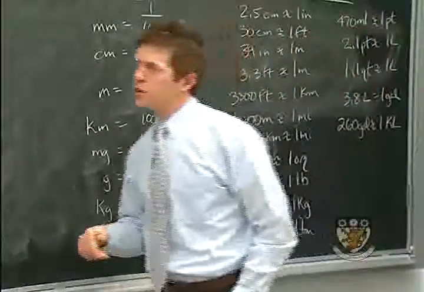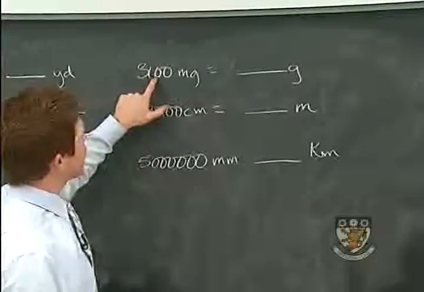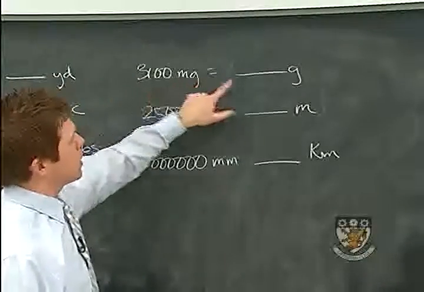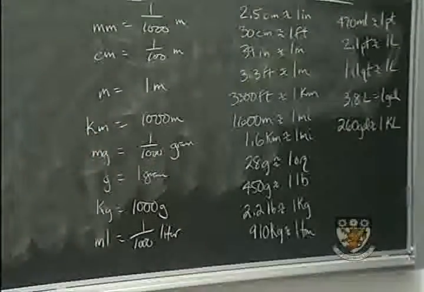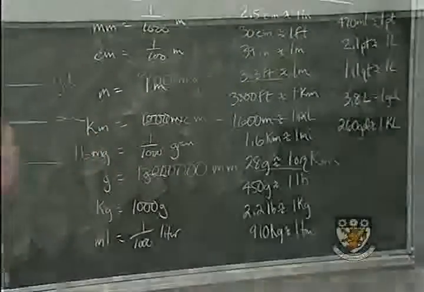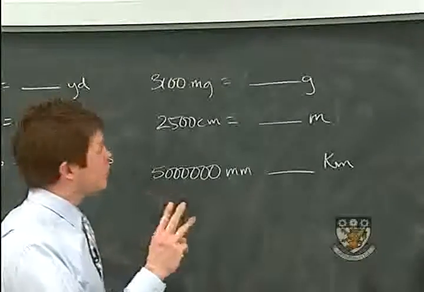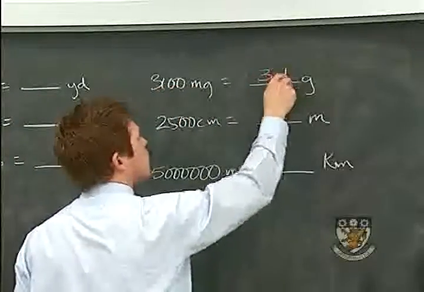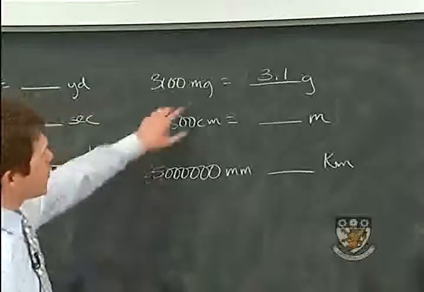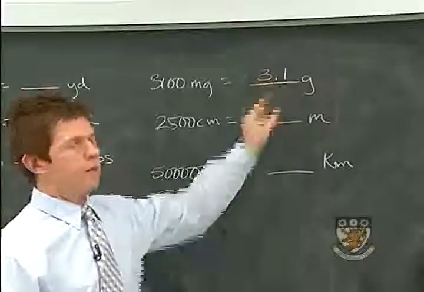So let's look at some conversions here for grams. We have 3,100 milligrams is equal to how many grams? Well, we know that there are 1,000 milligrams for every 1 gram. So when you're dividing by 1,000, you move the decimal 3 places. 1, 2, 3, or 3.1 grams. Going from a small unit to a larger unit, the number got smaller.